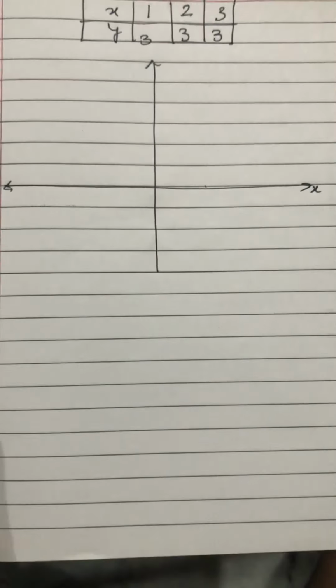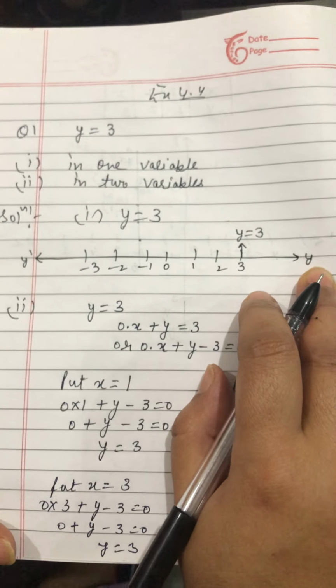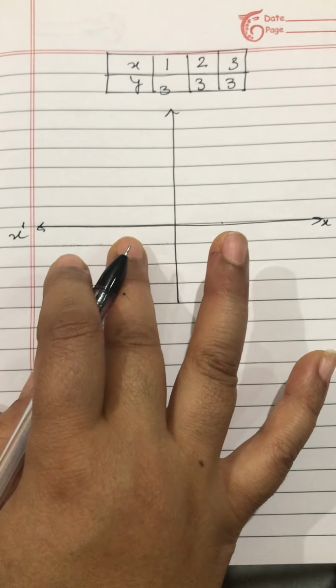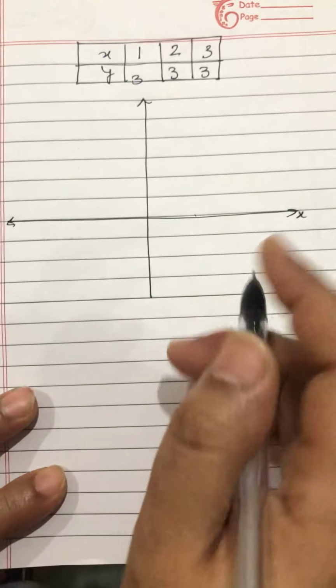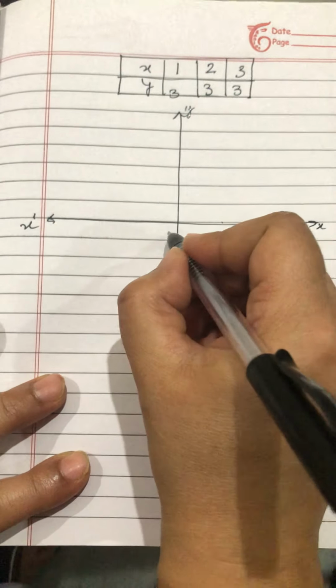You have to make these graphs on graph paper. For a number line, you can make it in the notebook only, but the graph of a linear equation in two variables is always made on graph paper. So I am making it in the notebook, but you have to make it on graph paper.